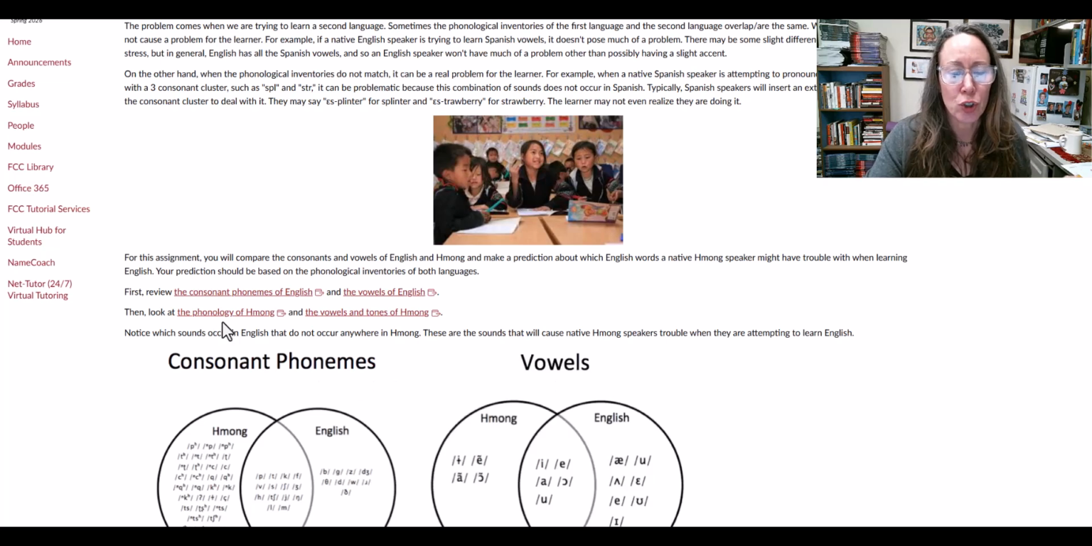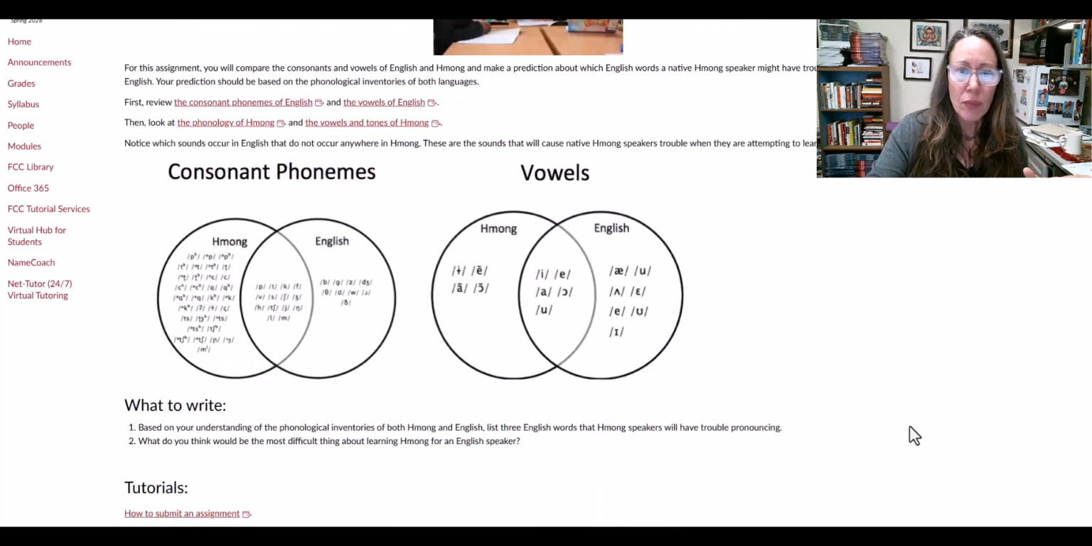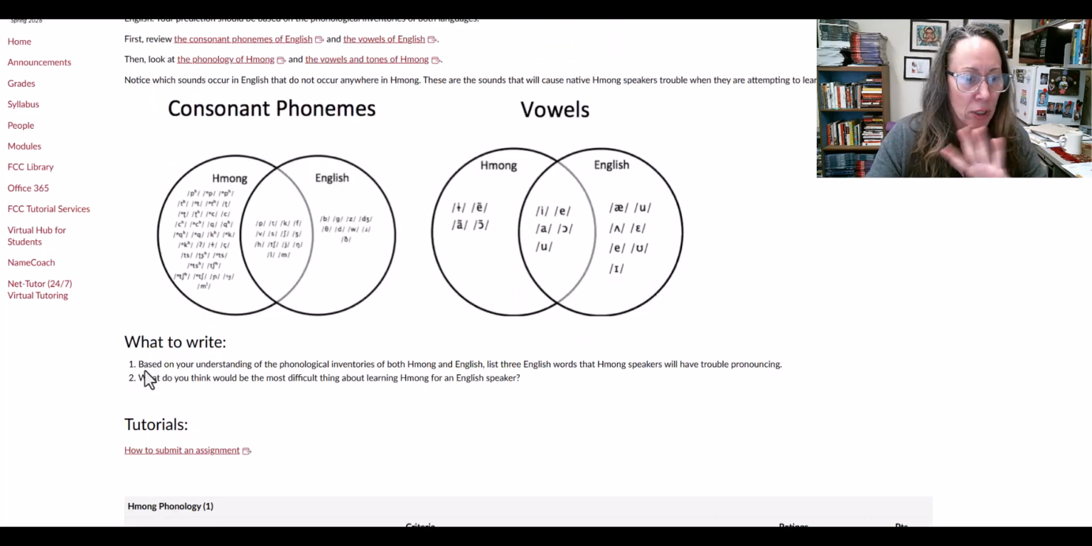And then getting into the phonology of Hmong, the vowels and tones of Hmong are really important, and that's a big difference between Hmong and English. So make sure that you take a look at this, and read up on the general phonology. I also have Venn diagrams here of consonants and vowels in both languages, the ones they have in common and the ones that are different, to give you a snapshot of the different sounds.